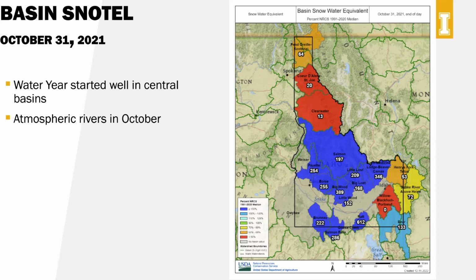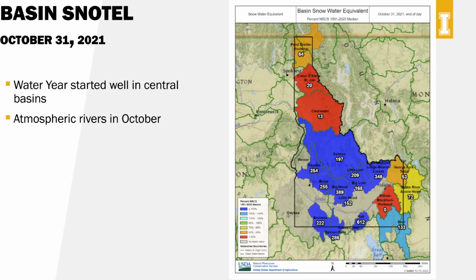Now this image is from October 31st, 2021. That was near the beginning of the water year last year. A water year runs from October 1st of one year through September 30th of the next, and is referred to by the year in which it ends. So the water year from October 1st, 2021 to September 30th, 2022 is the 2022 water year.